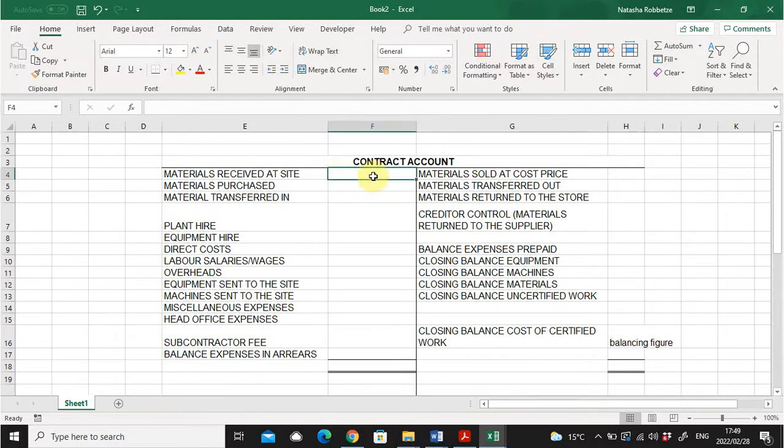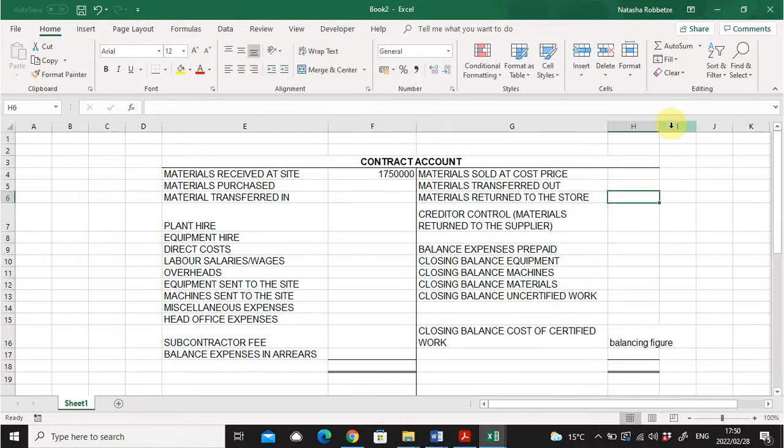So the first item I see in the table in question 1 is materials sent to the site, and I see 1,750,000. The next one says materials returned to the storeroom. So this will be materials returned to the store. That's going to go on the credit side because it's going to reduce the amount that we've invested in the contract. So there we go, the 15,000 returned. Then it says equipment sent to the site, 3 million. So we're going to fill that out.